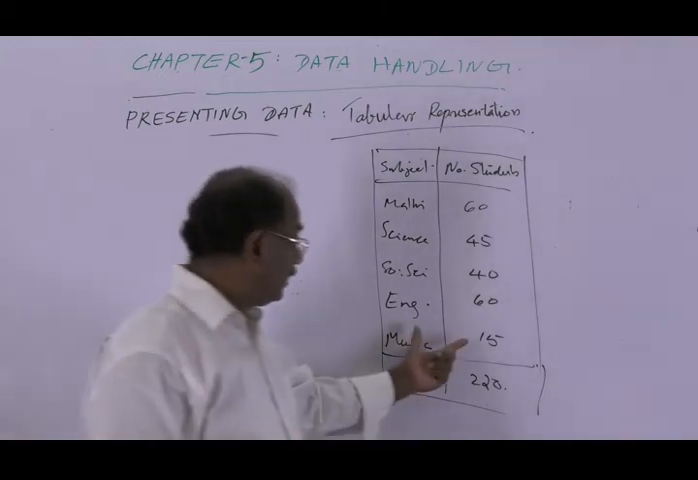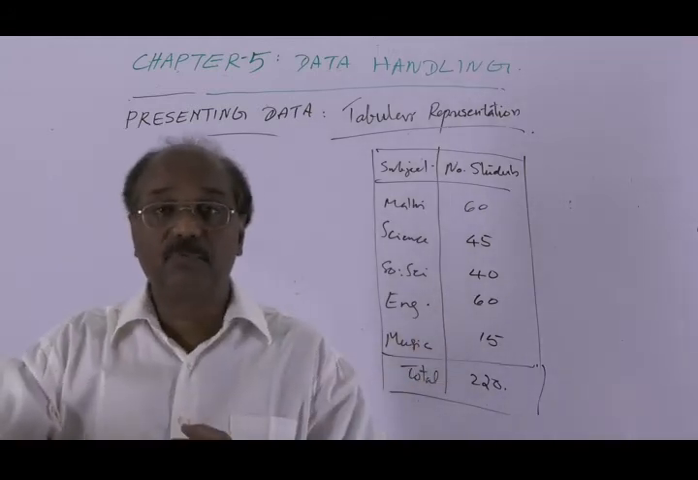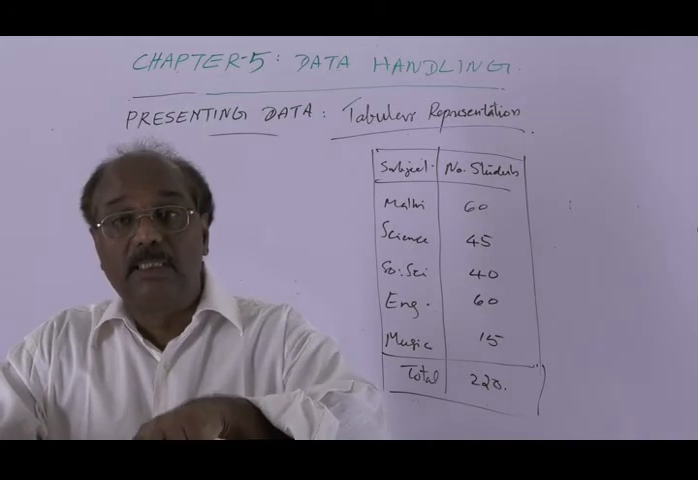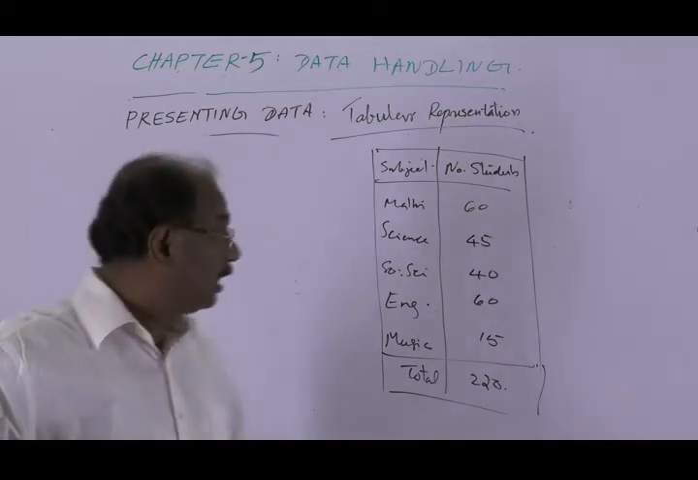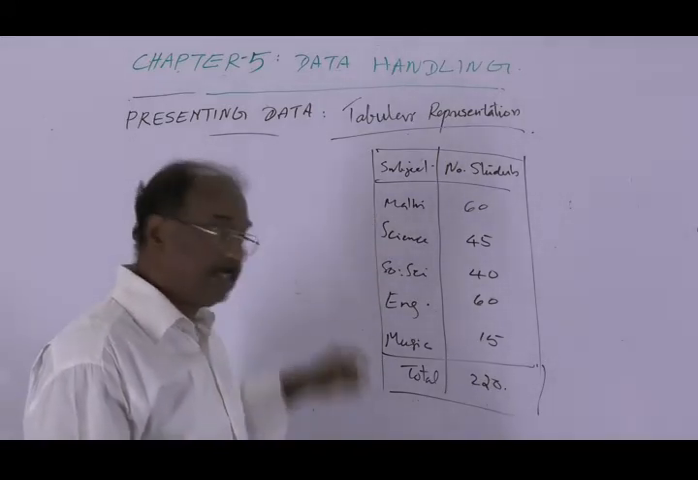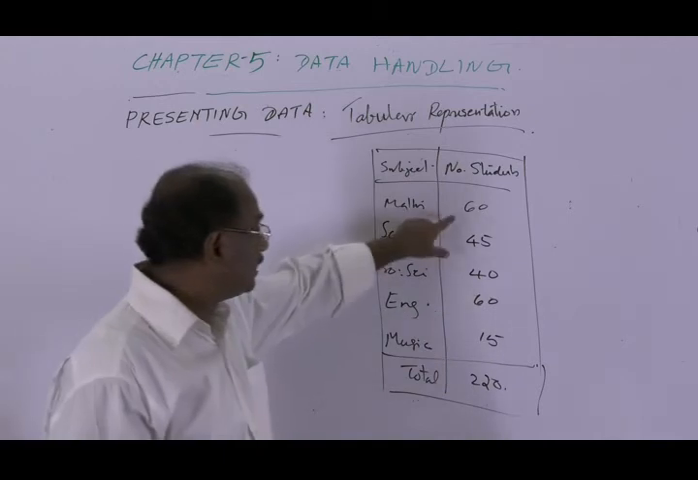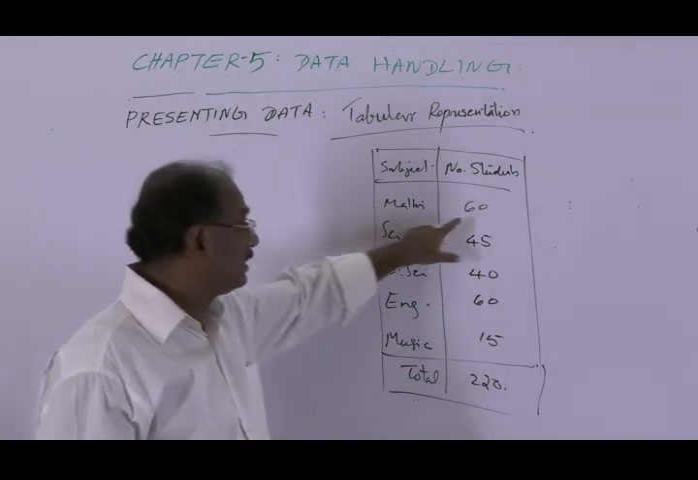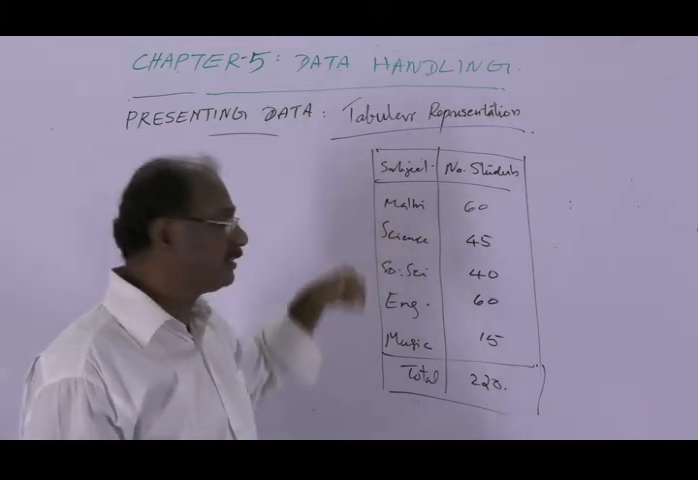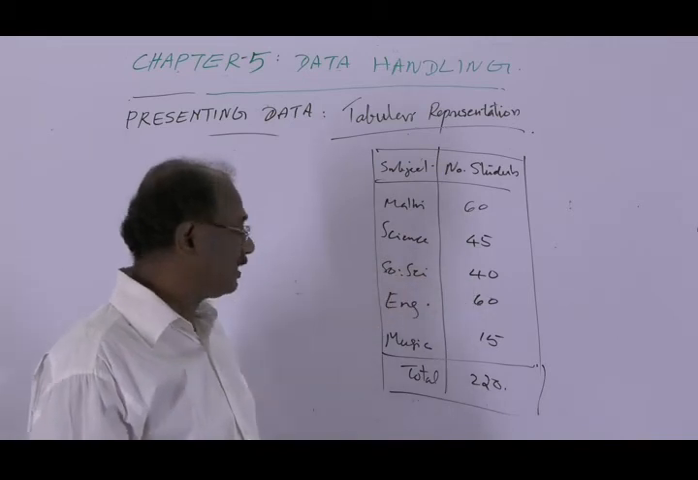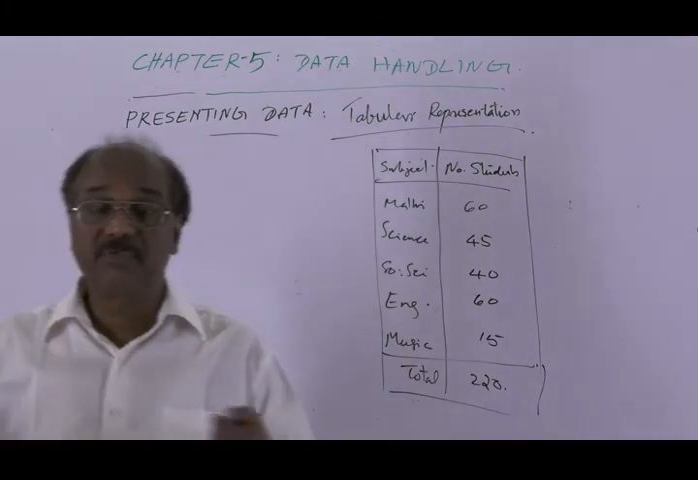And this is a table, and it is the tabular representation of the students who are interested in various subjects. The subjects are maths, science, social science, English, music, and the number of students who are interested in these respective subjects. 60 students, maths is favorite. For 45 students, science is favorite. For 40 students, social science favorite. 60 students, English favorite. And 15 students, music favorite.